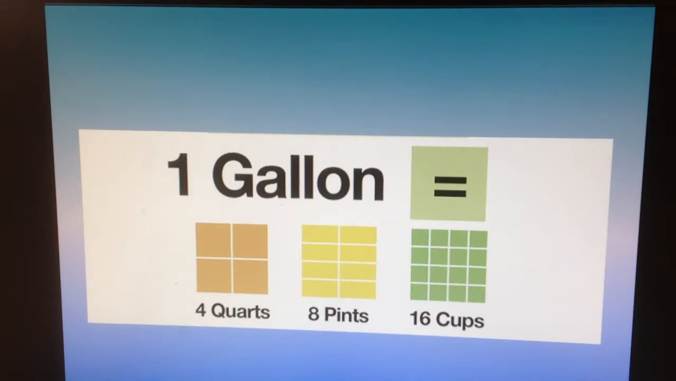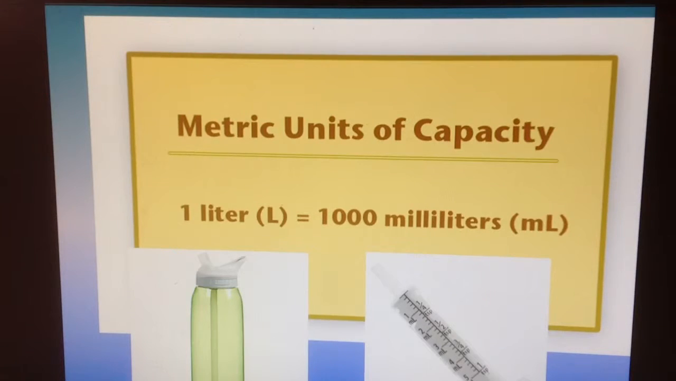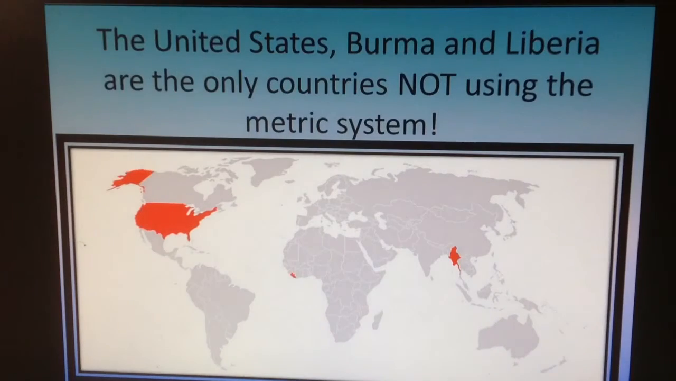We reminded ourselves what we learned about yesterday with gallons. And then we looked at something similar for metric units of capacity. 1 liter is 1,000 milliliters. We looked at examples of liters and milliliters.